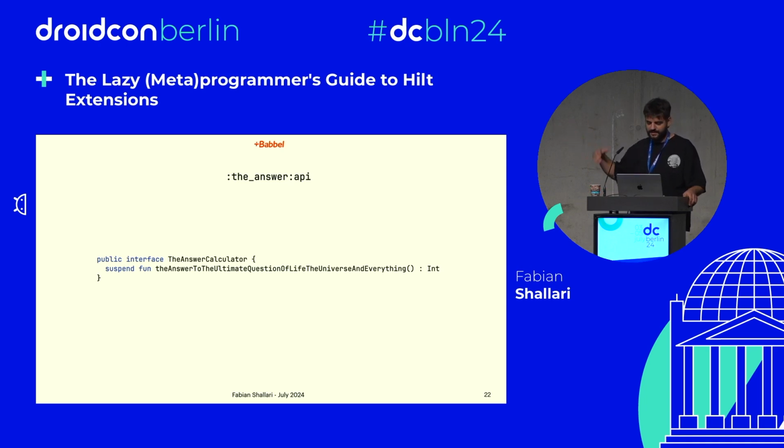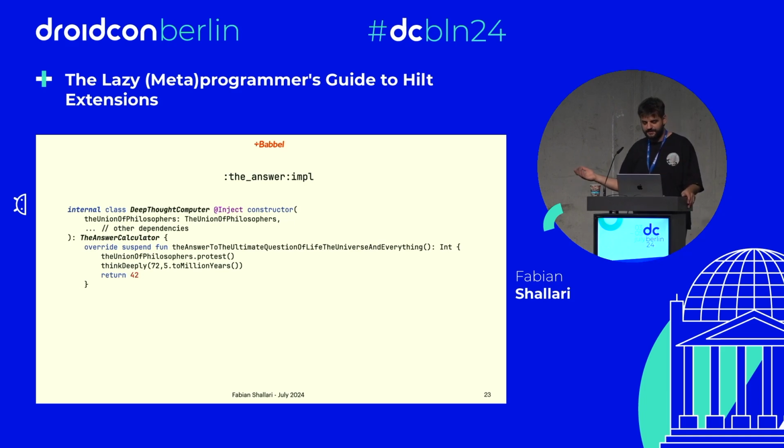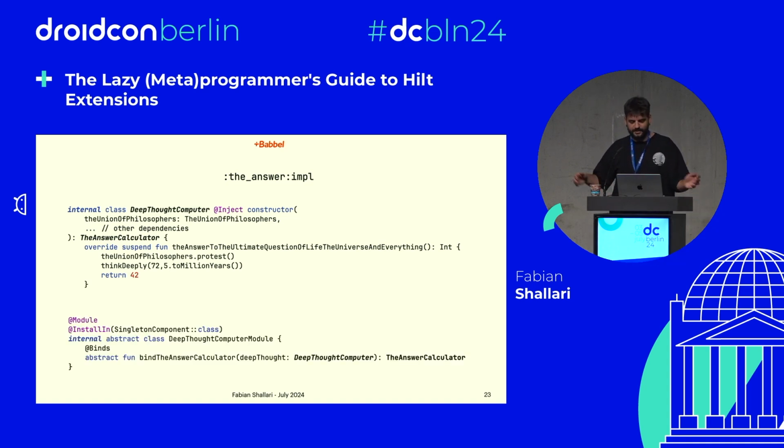So, if we take a look at what an API module might look like, it's something like this. Mostly interfaces, they are explicitly public, they represent the services that get consumed by other modules. So if someone imports this API module, they just see this simple interface. However, the behavior of that interface has to be implemented somewhere, and that is what the implementation module is for. So here we implement the interface, and after that, if we have a dependency graph in our app, we somehow need to tell the dependency graph that whenever someone requests an instance of this answer calculator interface, please provide the implementation class, which in this case is the deep thought computer.